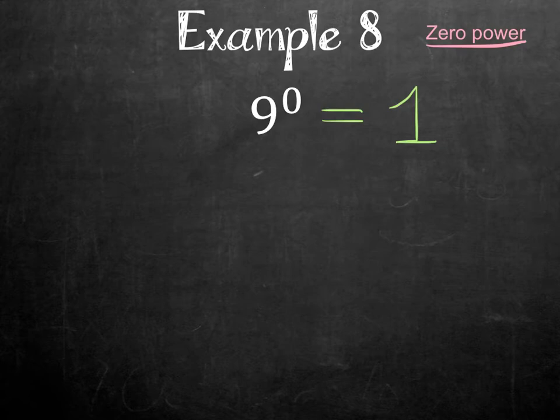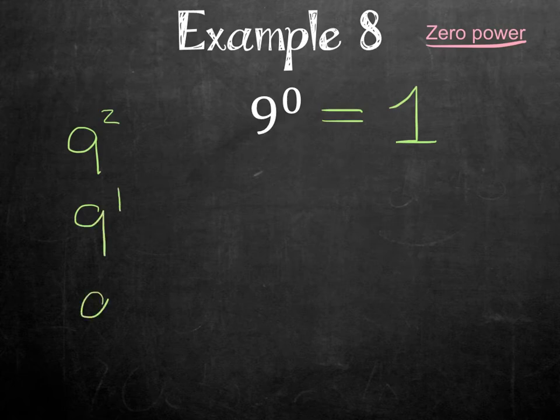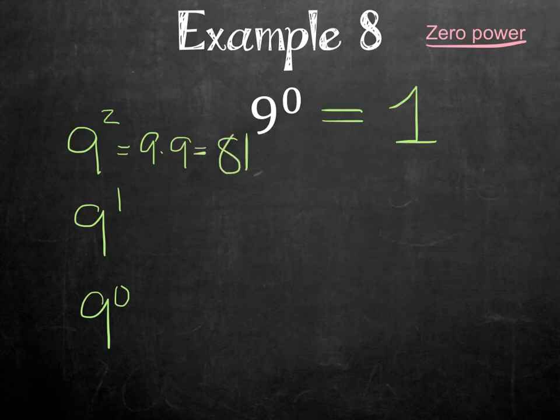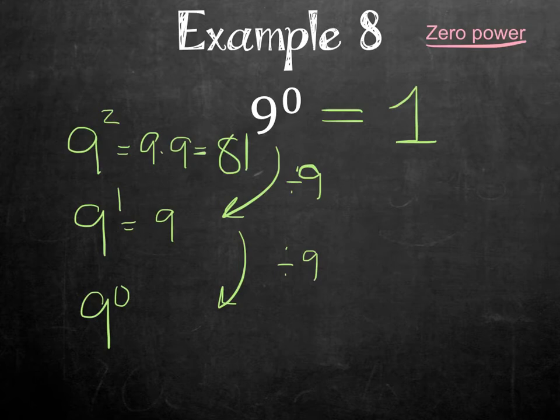If I was to take my powers, 9 squared, 9 to the first, and 9 to the 0 power. 9 squared is 9 times 9, which equals what? 81. 9 to the first is 9. What am I doing as I go down by my exponents? Well, that's really 81 divided by 9, which is 9. And 9 divided by 9 is not 0. 9 divided by 9 is equal to 1.